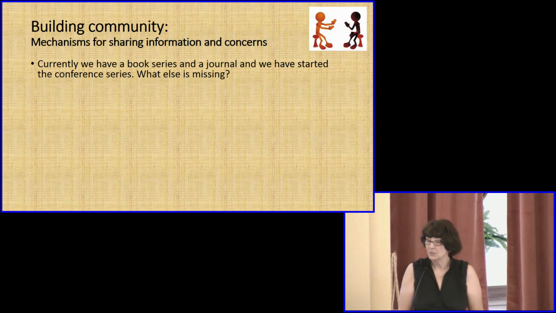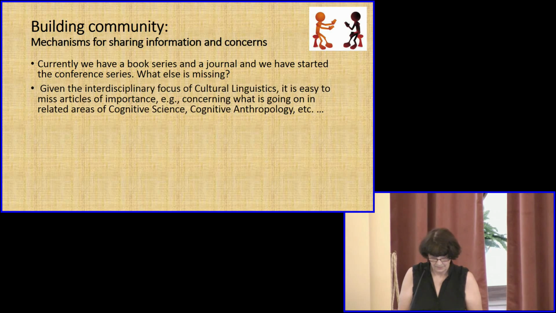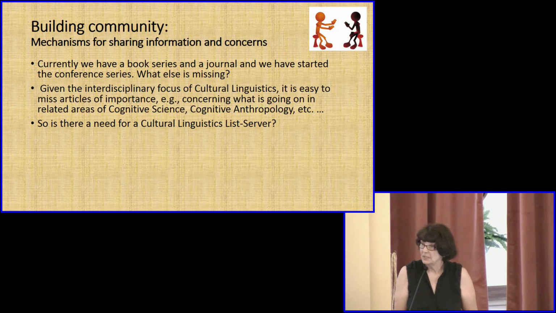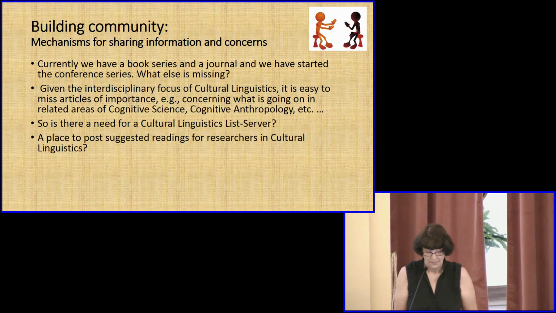Currently, we have a book series and a journal, and we've started a conference series, so what else is missing? Given the interdisciplinary focus of cultural linguistics, it's easy to miss an article of importance concerning what's going on in related areas of cognitive science, cognitive anthropology, etc. So is there a need for a cultural linguistics listserv? Or is there some way that we can consider having a way to post suggestions for readings for researchers in cultural linguistics? Perhaps a Facebook page and other suggestions maybe that you've got. That's it.